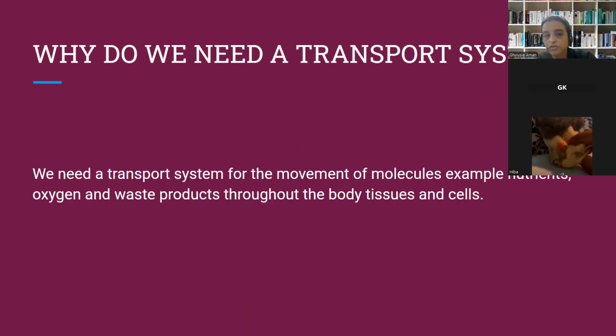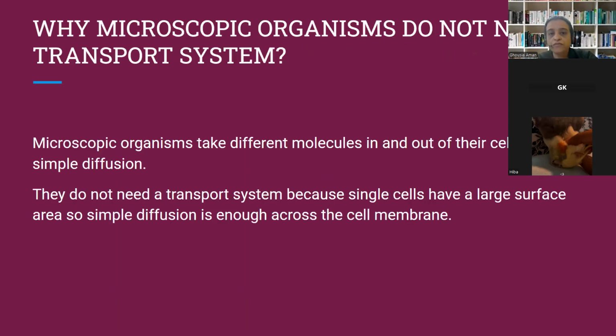So why do we need a transport system? To transport the molecules throughout the body. All right. Why do microscopic organisms not need a transport system? Microscopic organisms, as we know, consist of a single cell, and a single cell has a very large surface area, and we know that in things which have a large surface area, diffusion takes place very fast. So the single-celled organisms have a very large surface area. So by simple diffusion, the molecules get in and the waste molecules go out.